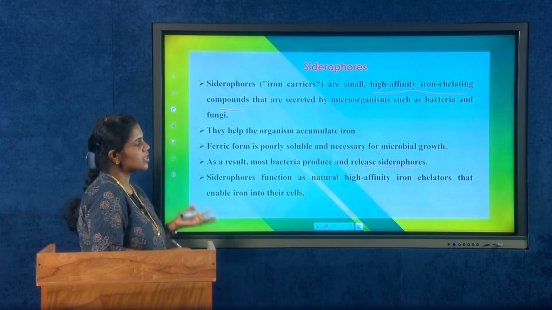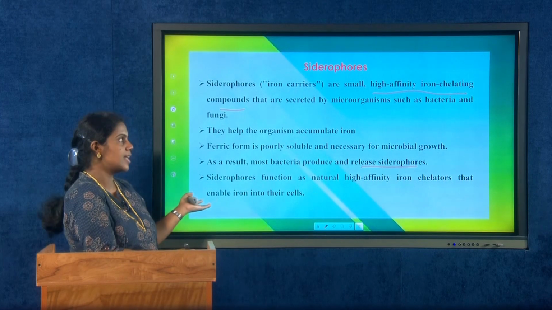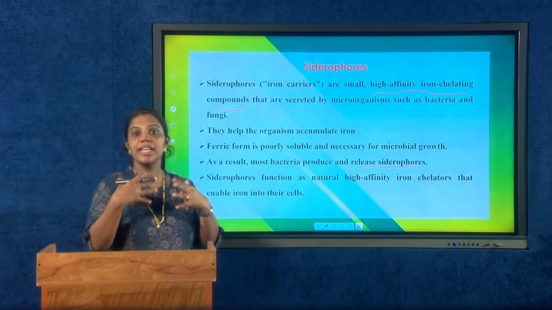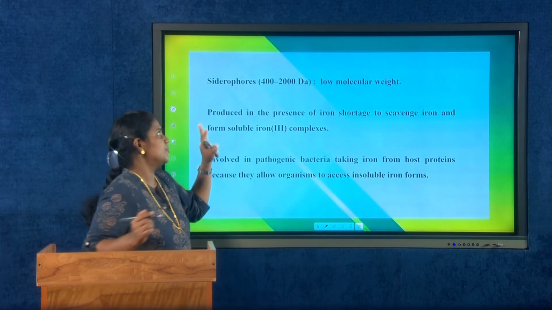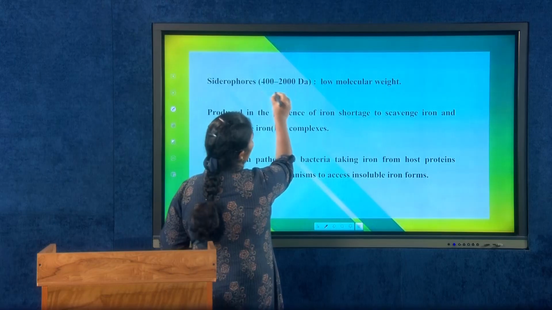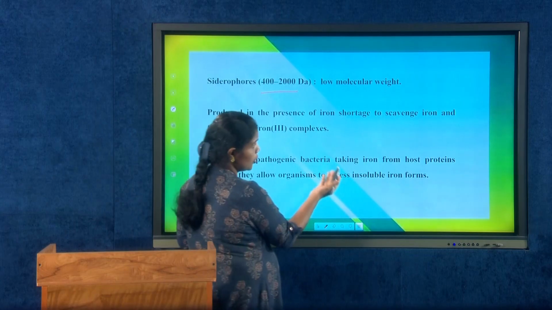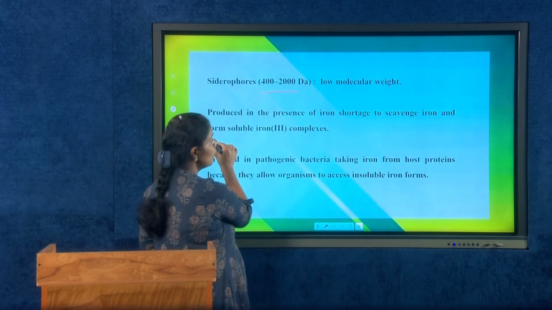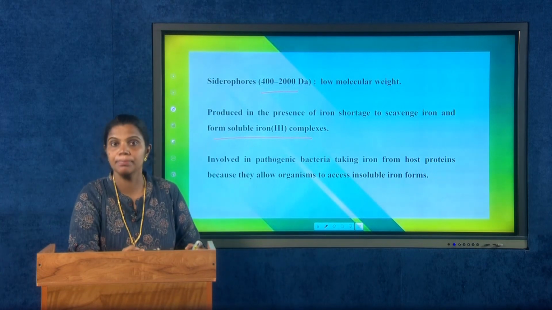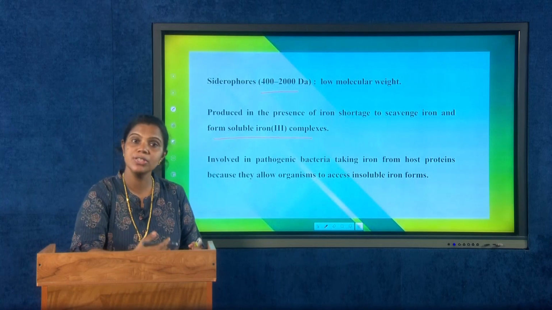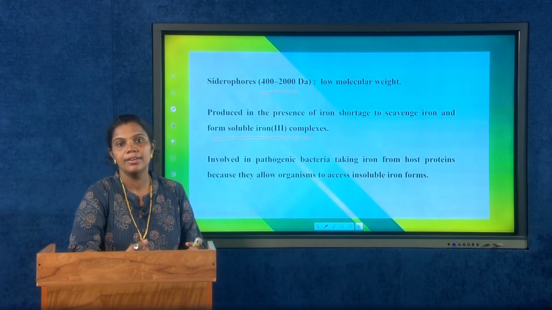They function as natural high affinity iron chelators that bring iron into the cells. They form an iron chelate complex, and that is how it works inside the microbes. The molecular weight is very low, about 4 to 20 kilodaltons. It is produced in the presence of iron shortage to scavenge iron and form insoluble iron 3 complexes. It is involved in pathogenic bacteria taking iron from the host proteins, because they allow organisms to access iron in the insoluble form.